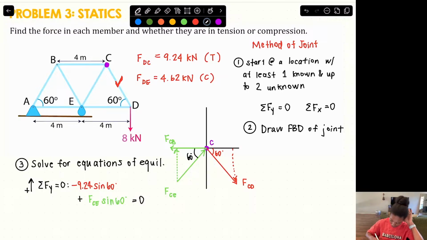And obviously you're going to get FCE is also equal to 9.24 kilonewtons. And is it in tension or compression? Because that's also a part of the problem statement, what the problem is asking for. So the force is going towards the joint, but we know the member has an equal and opposite force. So member CE is going to be in compression.